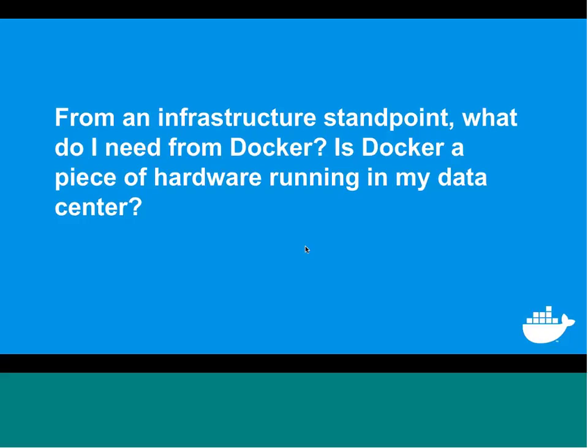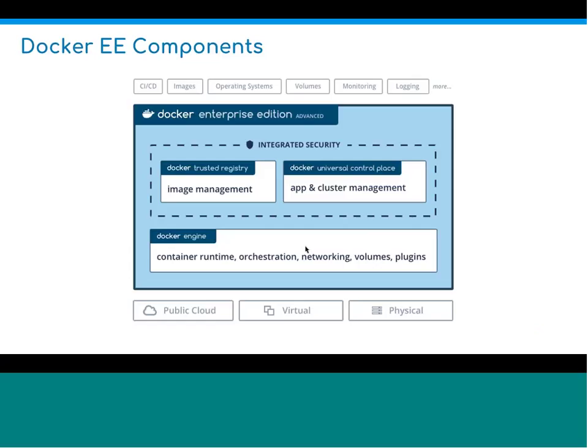Okay, so next question. From an infrastructure standpoint, what do I need from Docker? Is Docker a piece of hardware running in my data center? So when we talk about Docker, again, there's Community Edition and Enterprise Edition. And within Enterprise Edition, there is a concept of Enterprise Edition Basic versus Standard and Advanced. Now, when we talk about Enterprise Edition, Standard, and Advanced, what you get on top of the basic engine is two core components, Docker Trusted Registry and Docker Universal Control Plane.